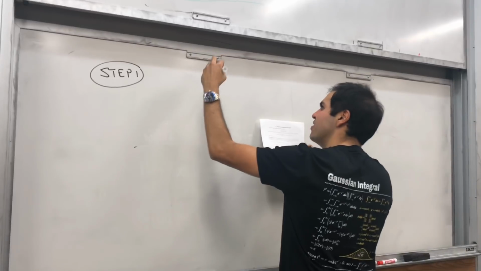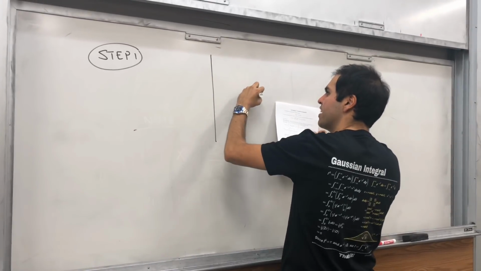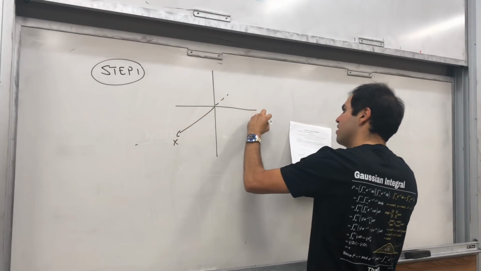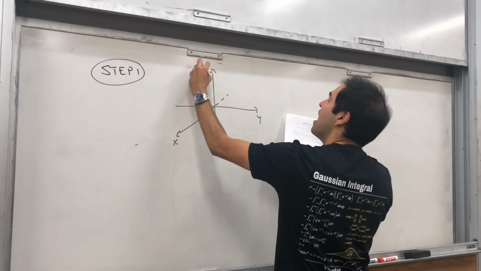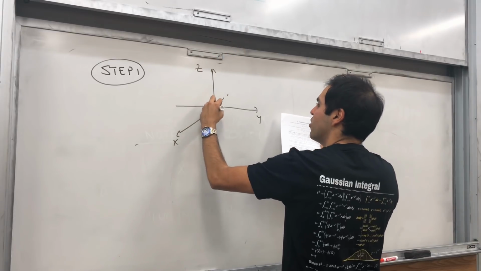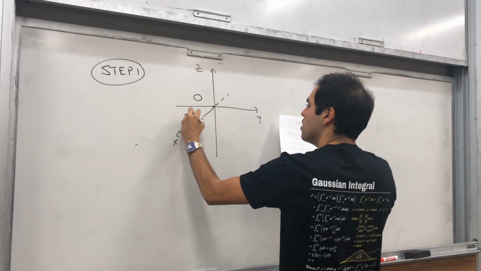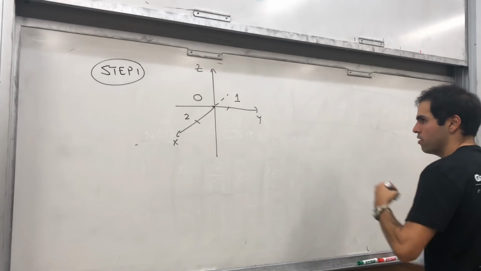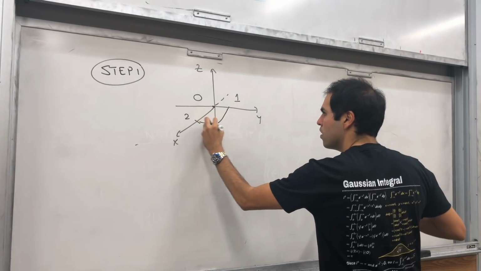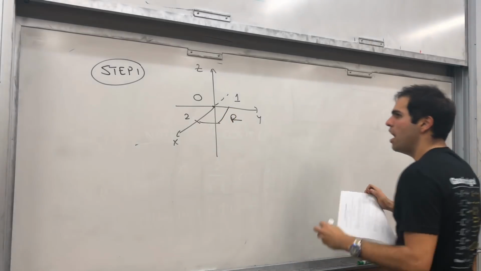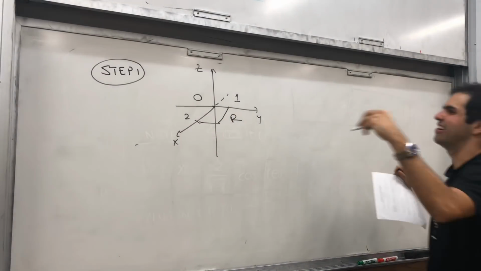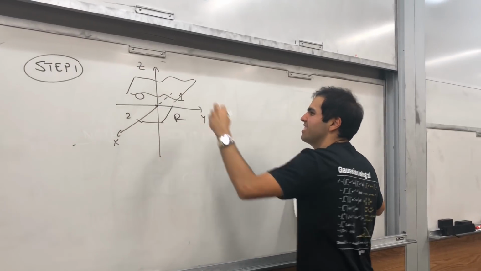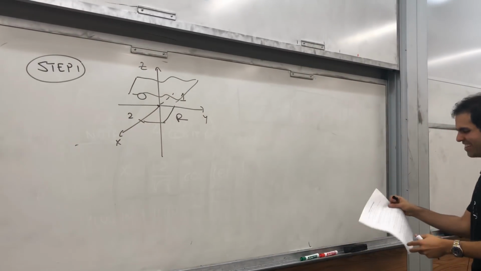Let me explain what I mean. You have your xyz plane, with x between 0 and 2, y between 0 and 1. So this is our rectangle R. And you have this function floating around. I don't know what it looks like, but let's just assume it's some surface here. Might be a very wrong picture.